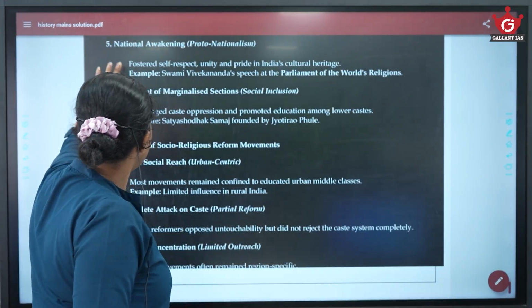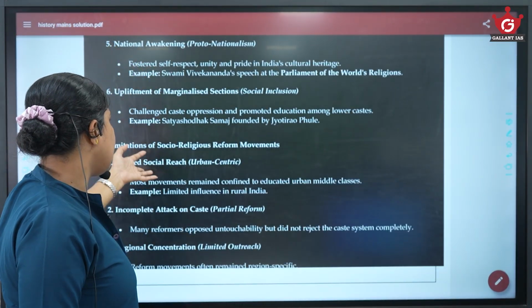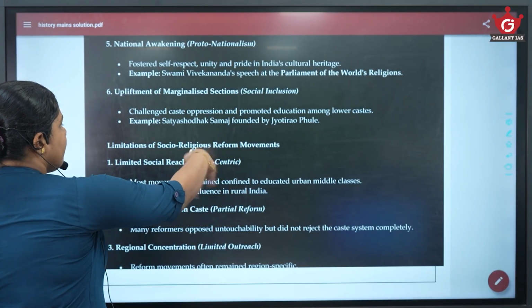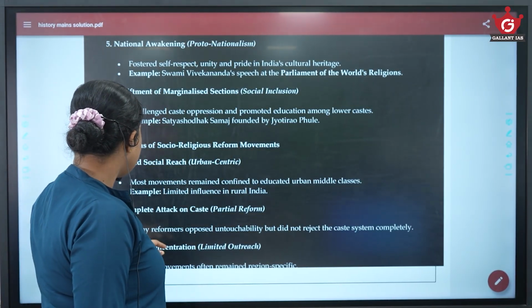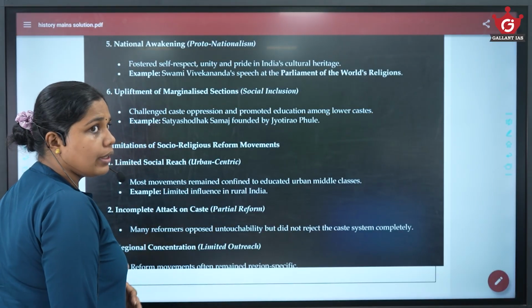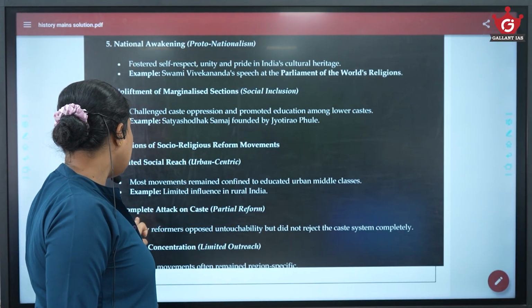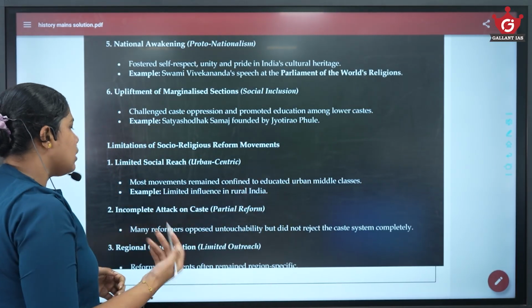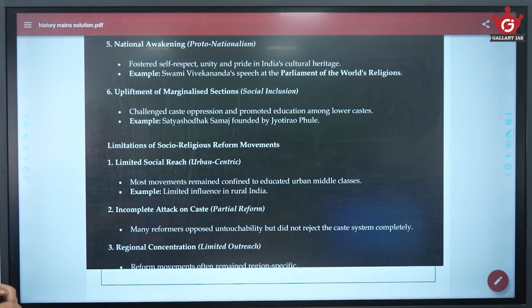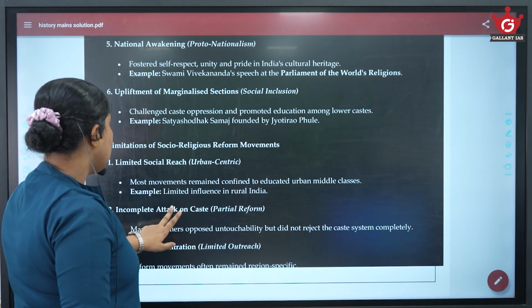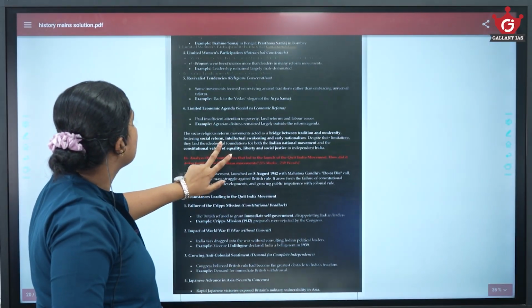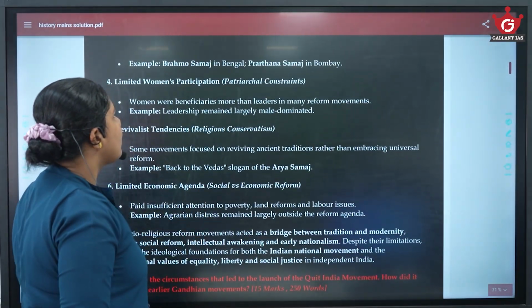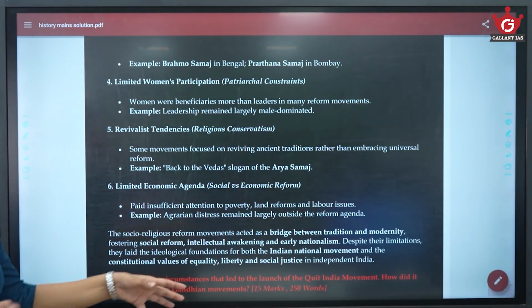Now you can mention the limitations. Limited social outreach, that is, mostly they were urban centric, meaning they were not able to have much hold in rural India. Next is incomplete attack on the caste system, like many reformers opposed untouchability but did not reject the caste system completely. Next is regional concentration, that is limited outreach, like Brahma Samaj in Bengal, Prarthana Samaj in Bombay; they were not beyond these kinds of regions.